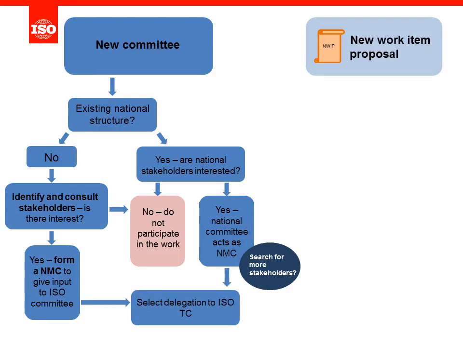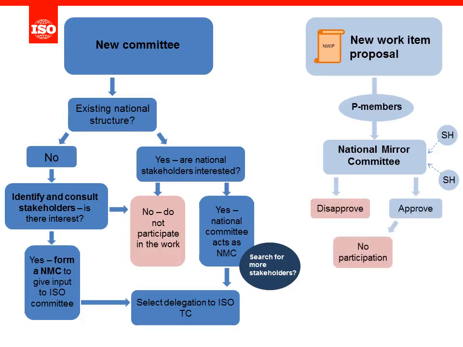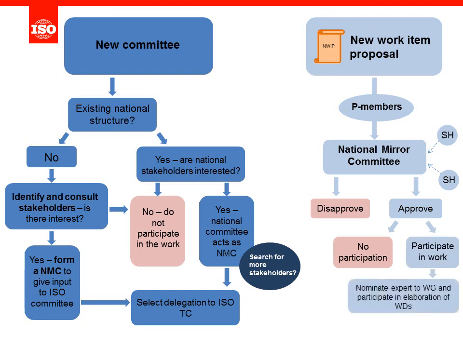In case 2, you have already indicated that you wish to participate in a committee as a P member. You therefore hold a P membership. The National Mirror Committee should already be established, and any new work item proposal can be run through this NMC. The stakeholders should already be part of the committee, though it may be necessary to reach out to get more stakeholders. Through the stakeholders, they will either disapprove or approve involvement in the work item, in which case you would nominate an expert to participate in the elaboration of the working drafts.